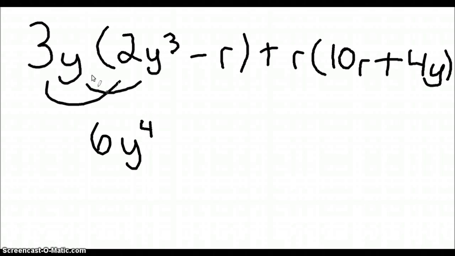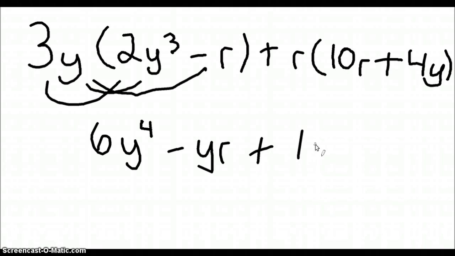Then we're going to want to do y times negative r. And y times negative r equals negative yr. Now we're going to want to move on to the next term, which is r times 10r, which would equal 10r squared. After that, you're going to want to do r times 4y, which is 4yr.